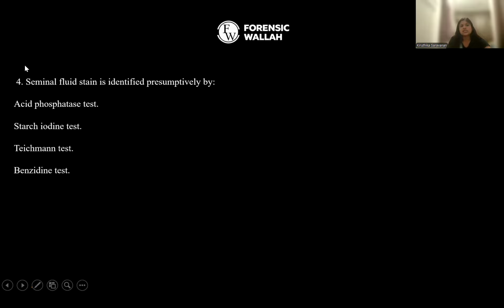And the next question is: seminal fluid stain is identified presumptively by what? We already covered this. Seminal fluid has acid phosphatase, which is an enzyme naturally present in it. So the acid phosphatase test is a presumptive test to identify the presence of seminal fluid or sperm. So the acid phosphatase test is the right answer.